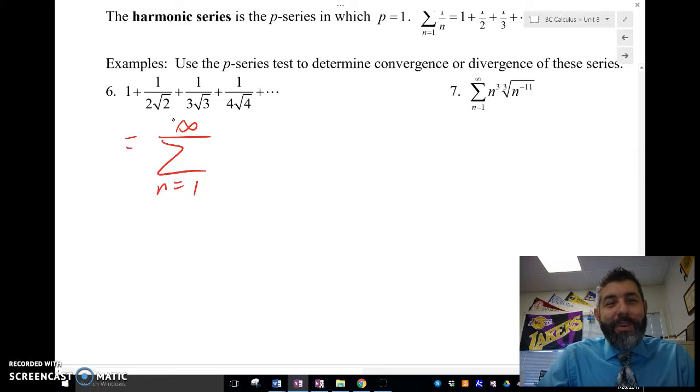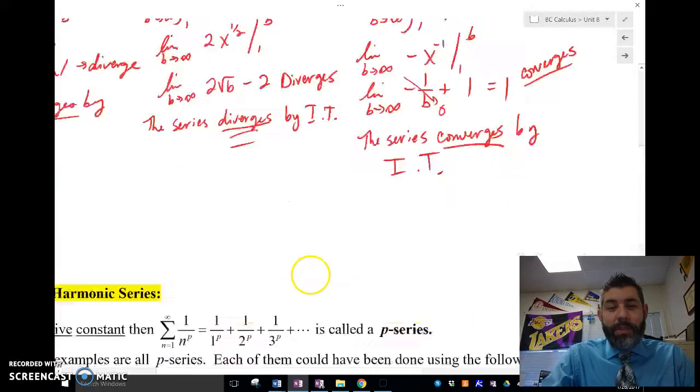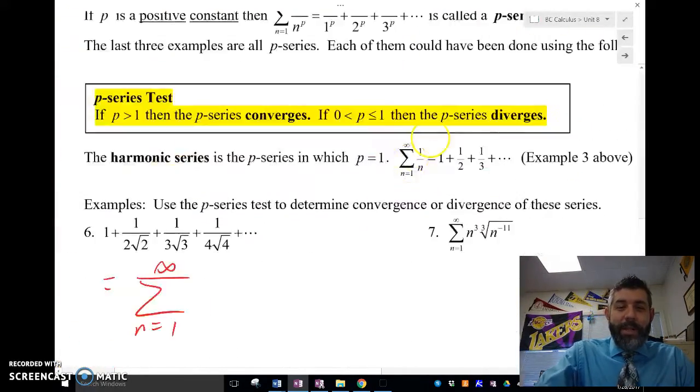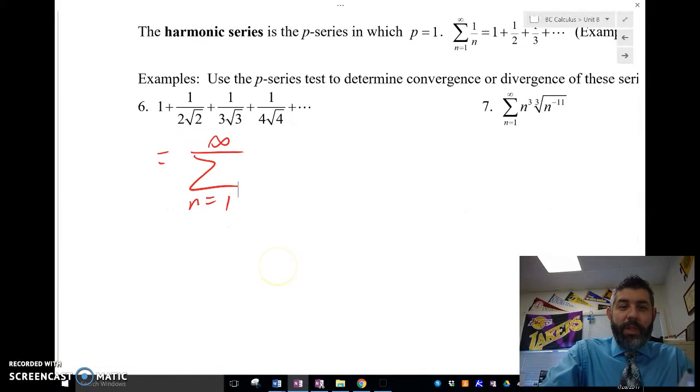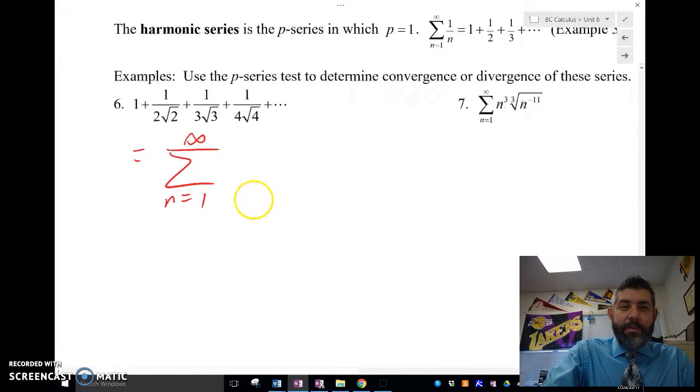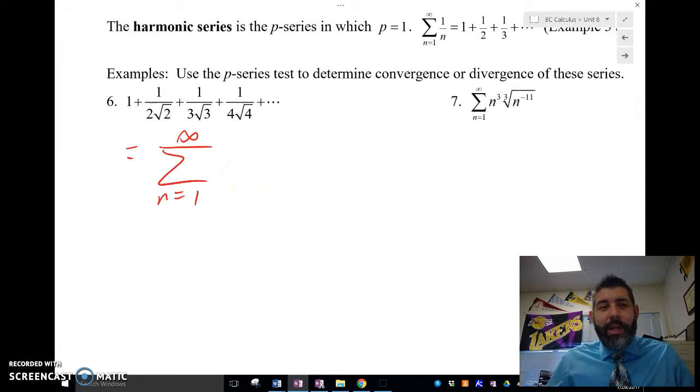So what's going on here? We've got 2 root 2. Whoa, what am I doing? I just spurdiddled. That's not really a word. I just kind of made it up right now.